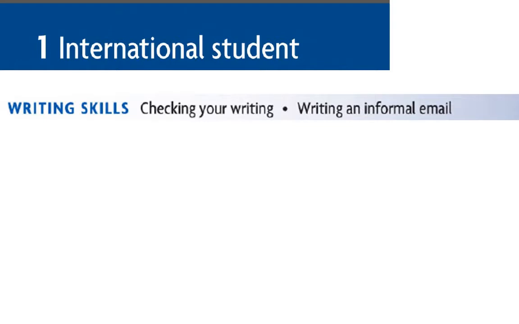The writing skills section in the first unit has two parts. The first one is checking your writing, and the second one is writing an informal email. Let us start with checking your writing.